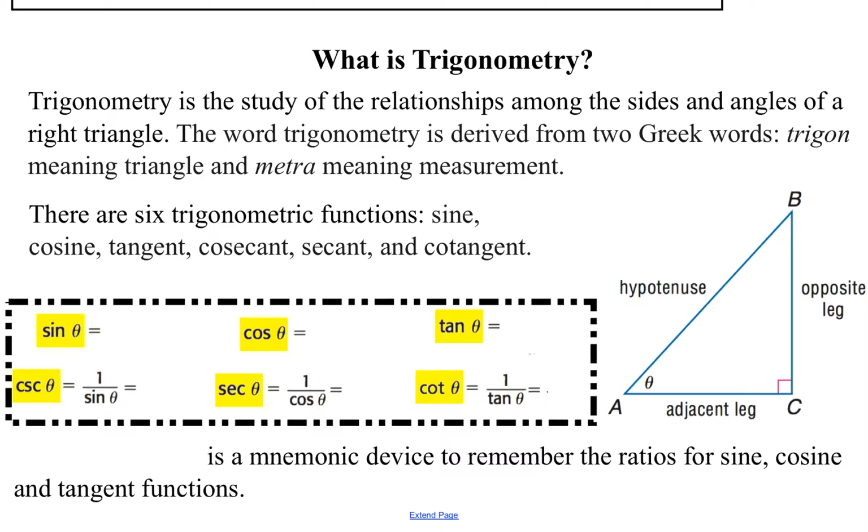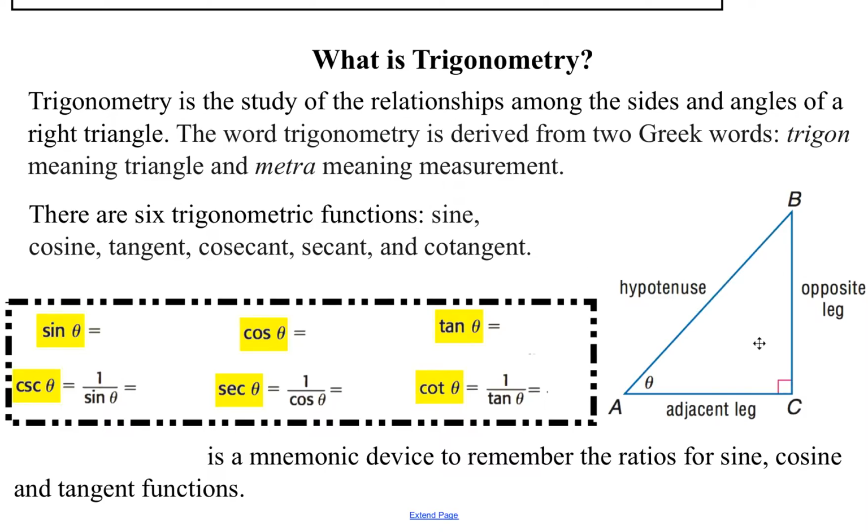There's 6 basic trig functions that we're going to be talking about. We will be focusing mostly on the first 3, sine, cosine, and tangent. And then the secant, cosecant, and cotangent are the reciprocal functions of the sine, cosine, and tangent functions.